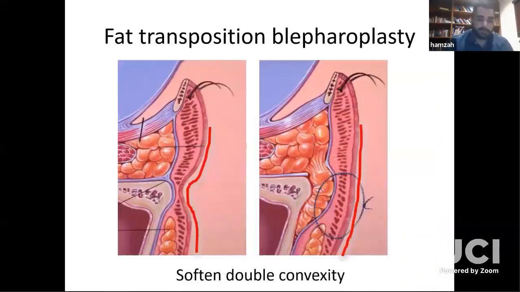And so the concept behind fat transposition blepharoplasty is, instead of removing the fat, to rather tease the fat out into pedicles, which can then be placed either in the suborbicularis plane or in the subperiosteal plane, depending on the technique you prefer.